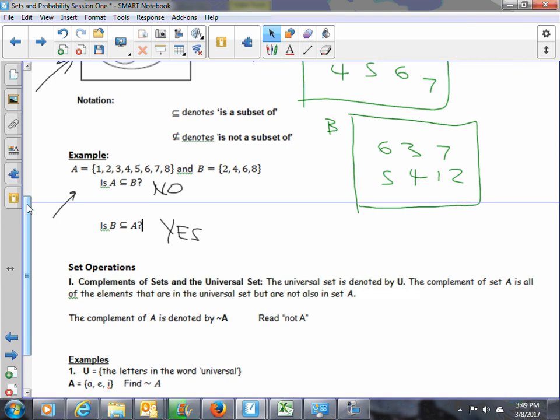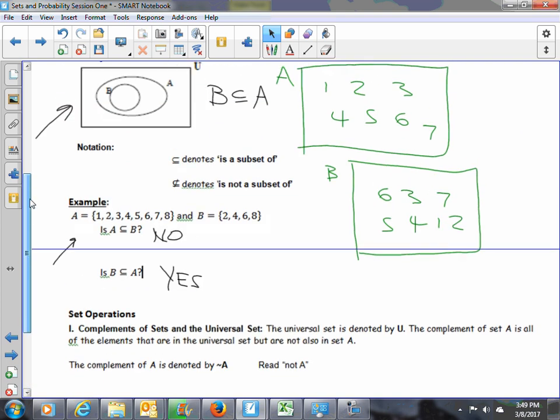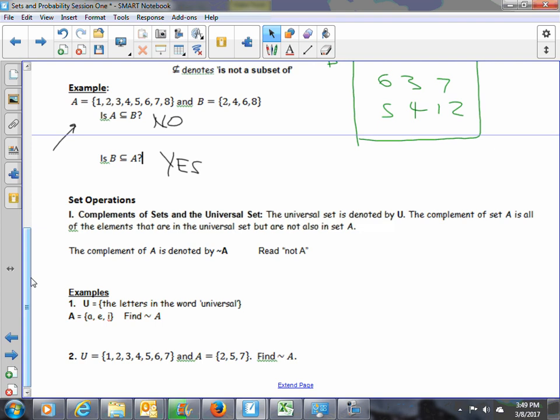Now, a couple more concepts here. Set operations. We have complements of sets, we have union of sets, and we have intersection of sets. We've got another page, but we'll start with complement. The complement of a set is everything that is in the universal set that is not in the given set.